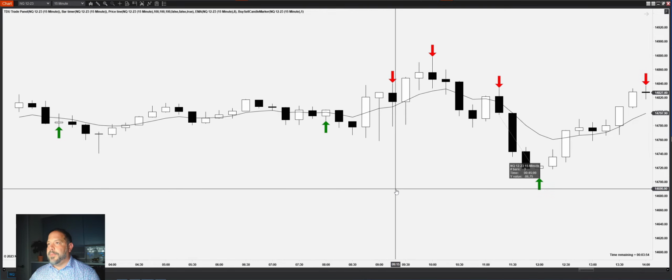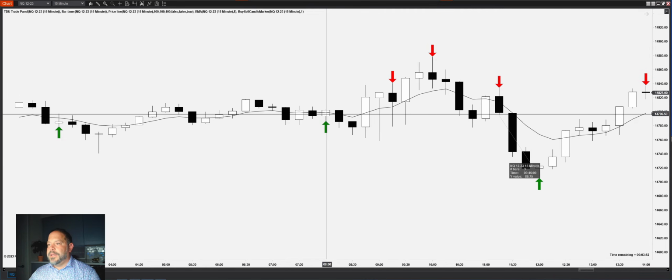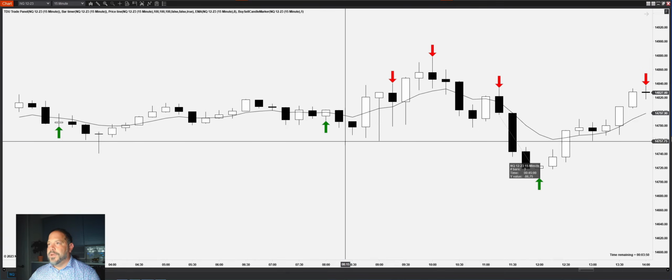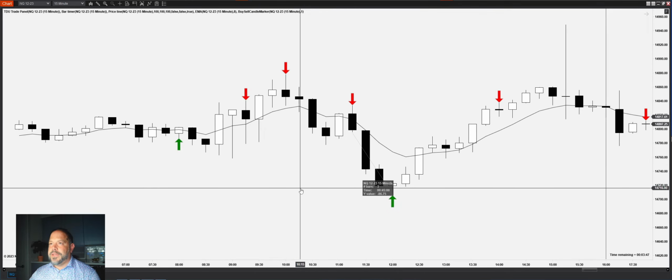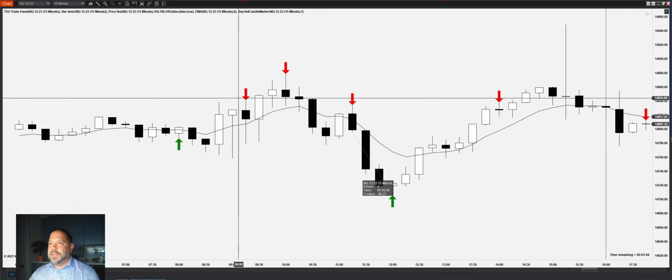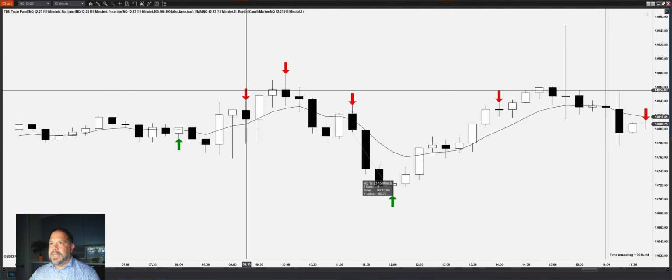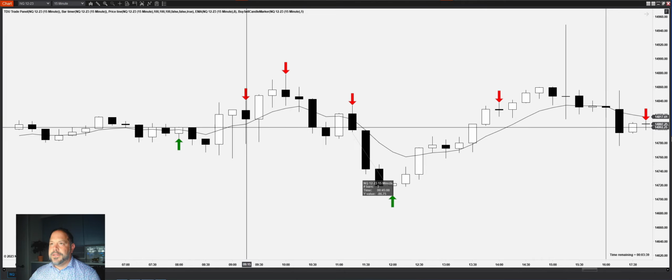All right, let's look at them all. First one, 8 a.m., no good. It's not in our strategy. Market opens in my time, 8:30 Central Time. Next candle, next activation, we've got a down indicator here.